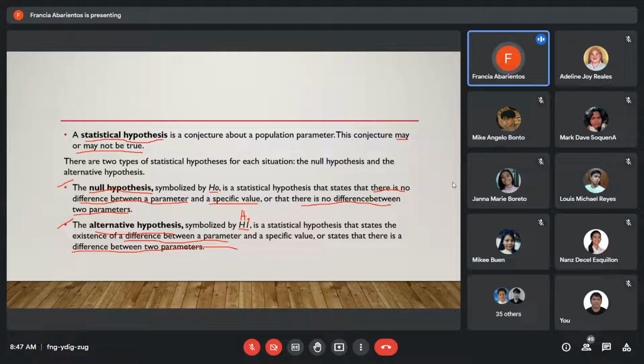Sa null hypothesis, there is no. Yan palagi yung sa ulo nyo. While in the alternative hypothesis, we make use of the there is a difference. Okay? Meron siyang difference. Okay?